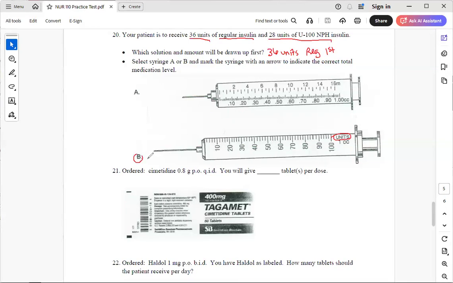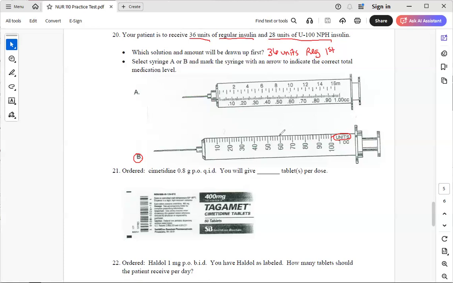So you would choose this, and then this one just says to choose one of those syringes and mark the total. So all you're going to do is add 36 plus 28. So you get 64. Now, this is what I was trying to illustrate when we talked about Tubex. The Tubex ones, I told you what the increments were, and they were 0.1. So the increments were tenth of a milliliter.